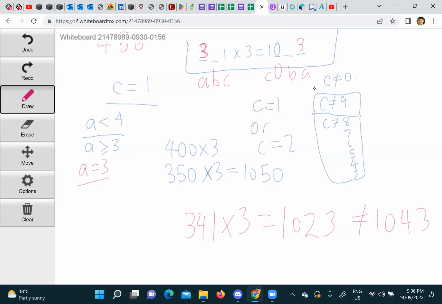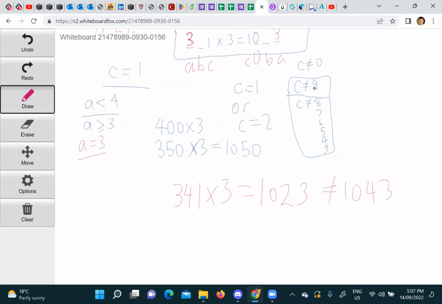351 doesn't work. Why doesn't 351 work? What's 351 times 3? 351 times 3 equals 913. Okay, that's not right. What's 351 times 3? 341 times 3 is 1023. How can 351 times 3 be less than that?